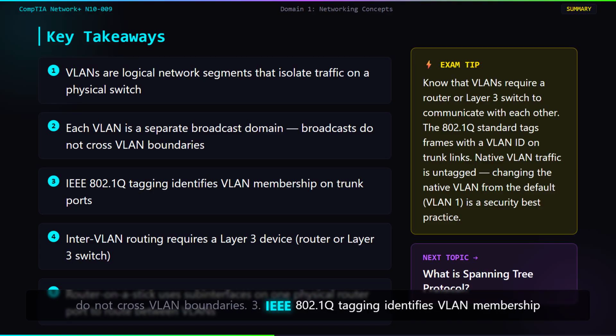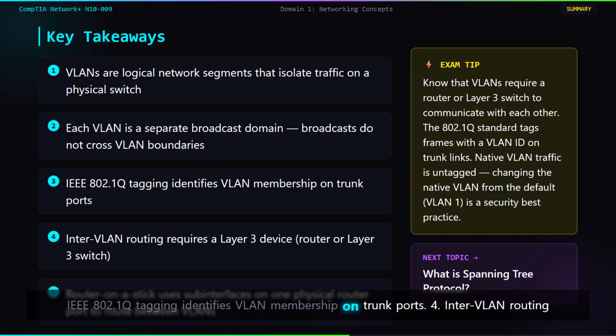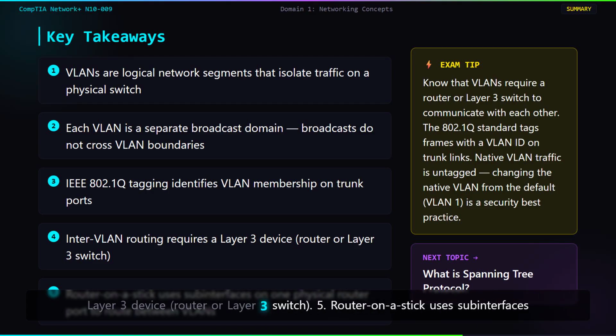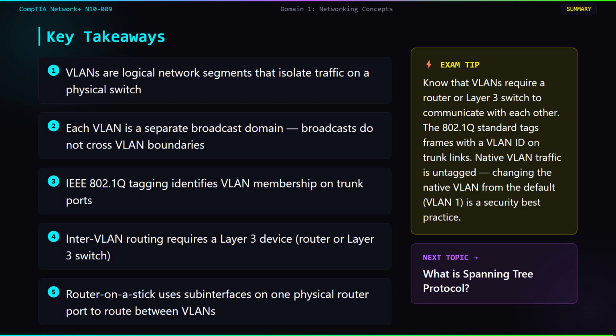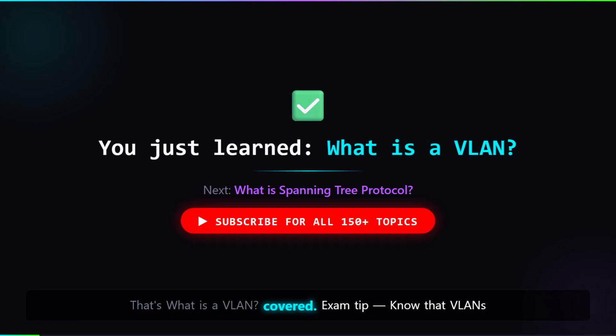3. IEEE 802.1q tagging identifies VLAN membership on trunk ports. 4. Inter-VLAN routing requires a Layer 3 device, router or Layer 3 switch. 5. Router on a stick uses sub-interfaces on one physical router port to route between VLANs. That's what is a VLAN covered.